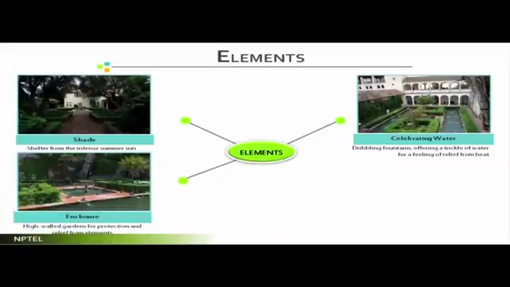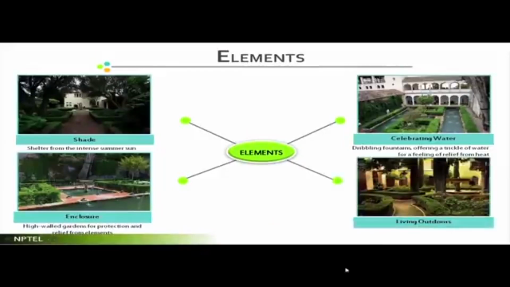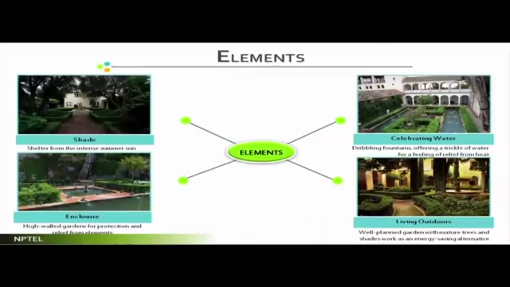So high wall gardens for protection and relief from external elements, and then they created living outdoors. Basically, all those indoor spaces flowed out to the outdoors, but everything was introvert. If you recall, we have said it is introvert, because the whole structure had surrounding walls. In between they created small gardens or landscape courts that looked inwardly. So it converged. It's a well planned garden with mature trees and shades working as an energy saving alternative.